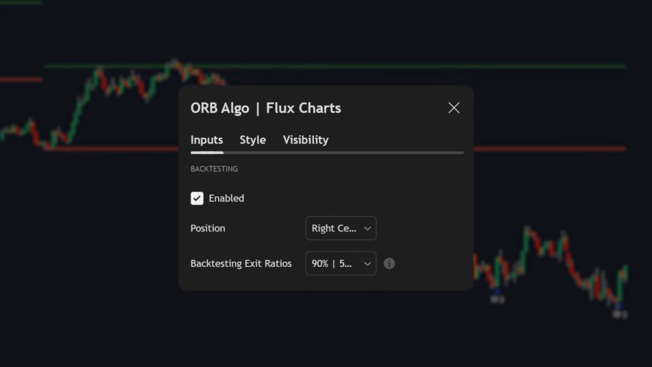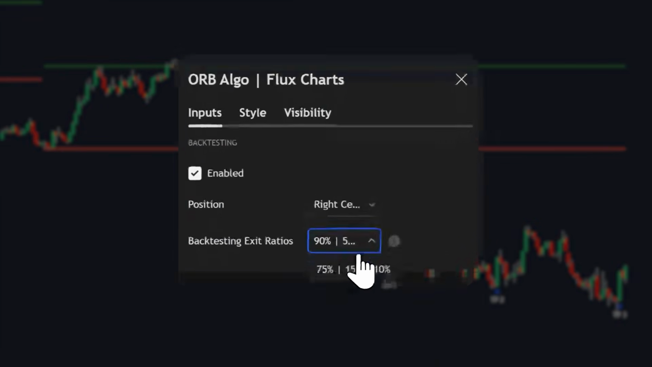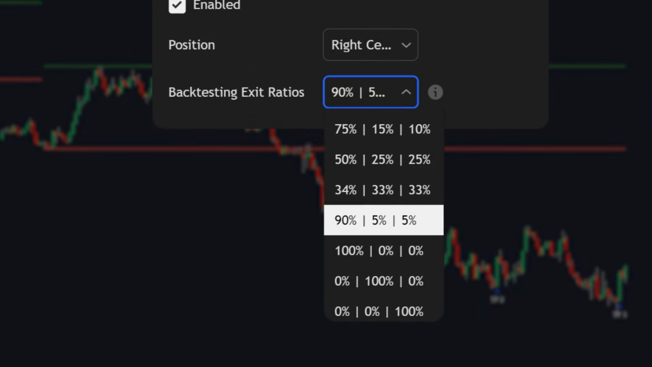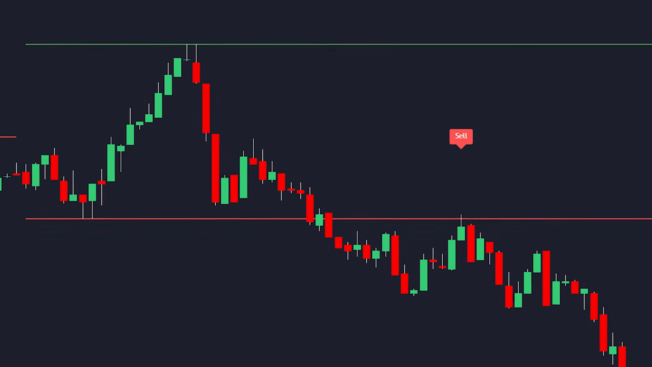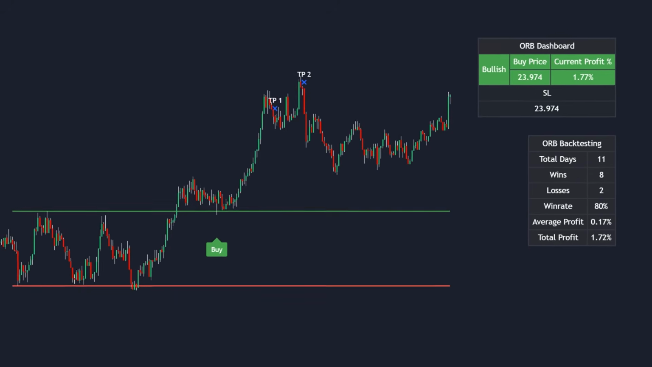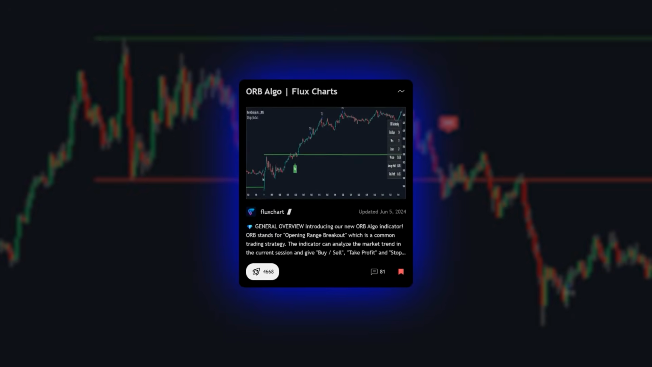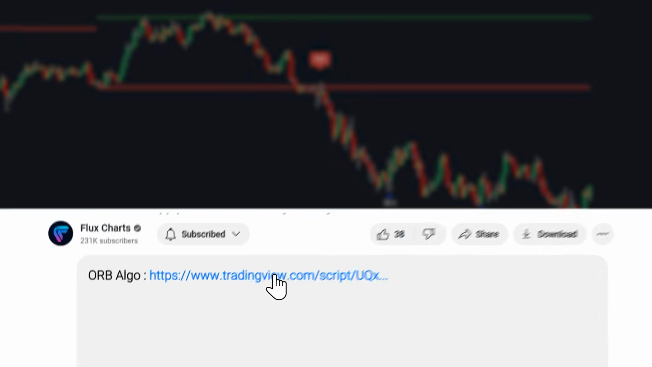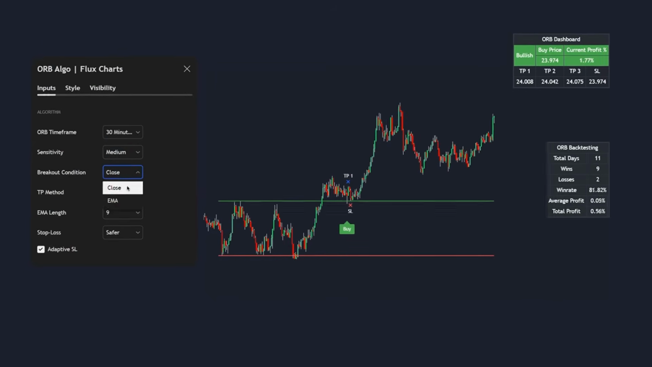You can even change how much of your position closes at each take profit level for the backtest results by adjusting the backtesting exit ratios setting. So if you trade the opening of your trading session and you're looking for a consistent, repeatable strategy, you've got to try this indicator. Grab it for completely free from the description, adjust your settings, backtest it, and put it in action.